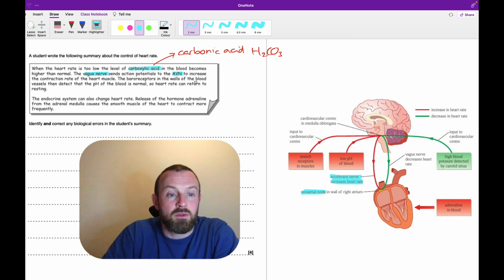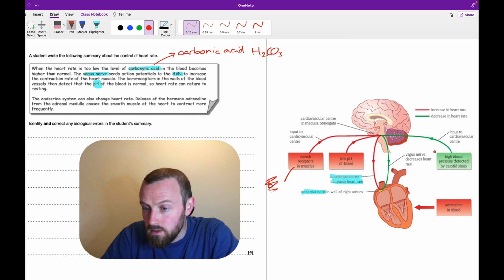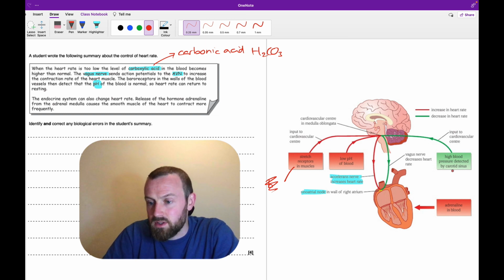The baroreceptors in the walls of the blood vessels then detect the fall in pH. No, that's not correct. Baroreceptors detect pressure. So these stretch receptors here, those are in muscles, my bad. It's these ones, the blood pressure detected by the carotid sinus. These are baroreceptors.